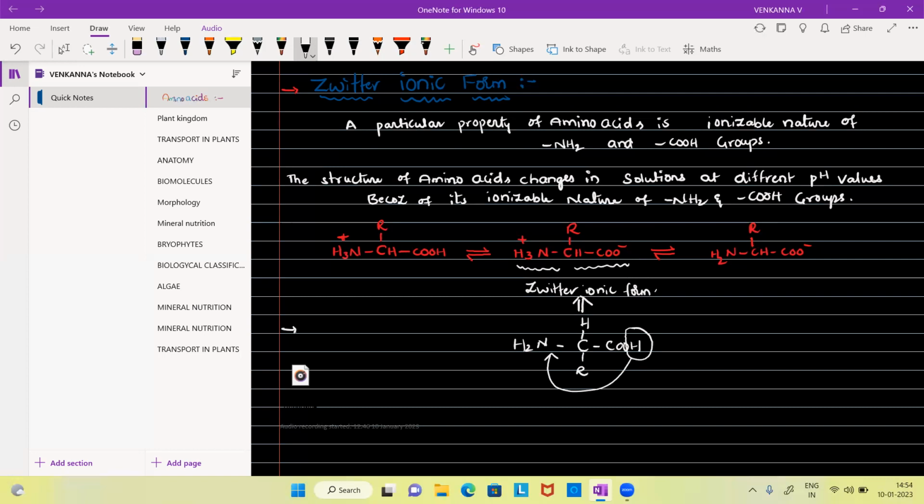When both of these two different ions are arranged on the same carbon, it is named the zwitterionic form. So we get the zwitterionic form when amino acids are placed in a neutral solution. It is a very important property of amino acids, the zwitterionic form.